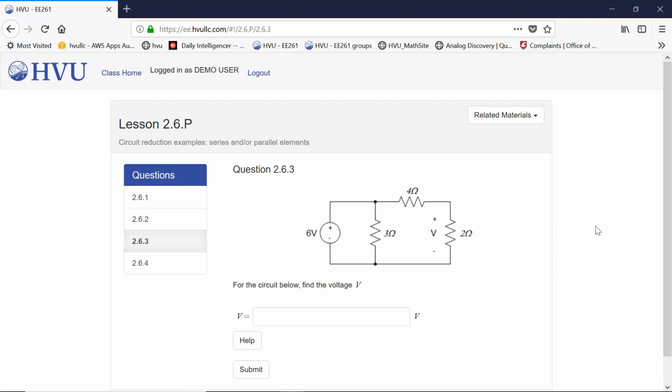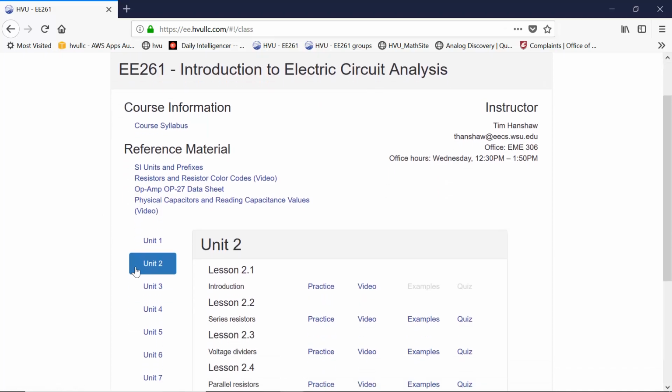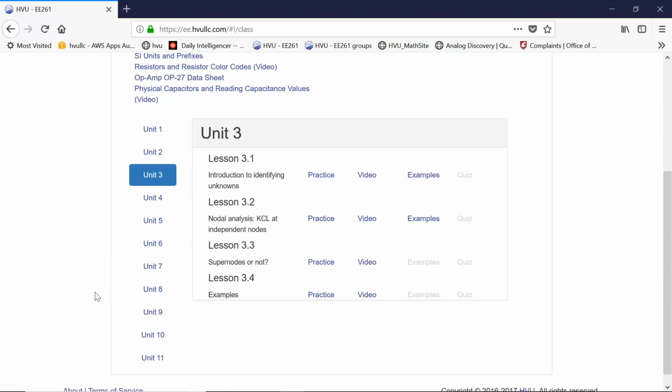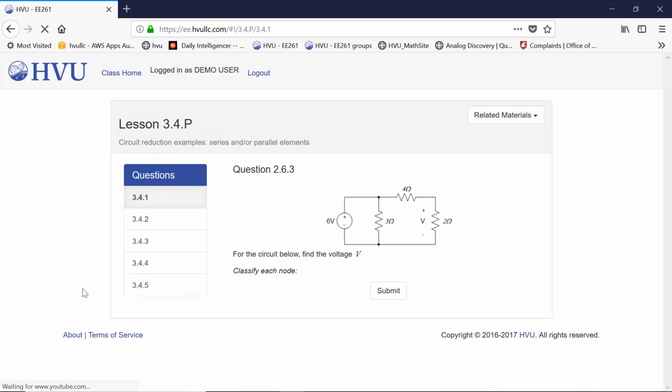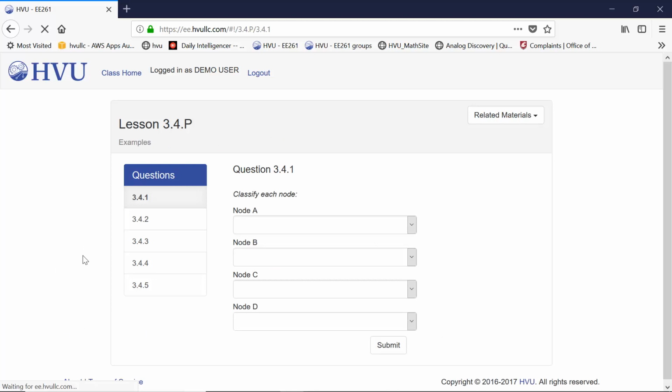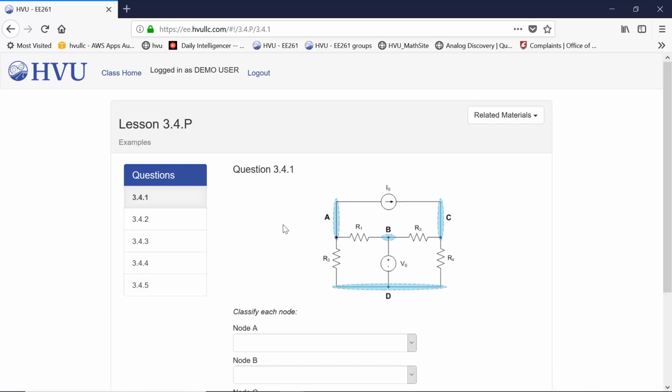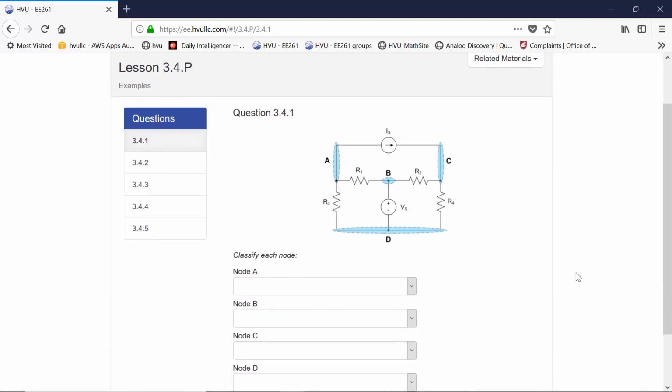I've shown that the help tool can support multiple solution approaches. However, sometimes the necessity of making a decision is built into the solution approach itself. Examples of this type of thing are nodal and mesh analysis. Nodal analysis is in Unit 3. If I go to some of the practice problems down here and look at 3.4.1, I'm given a circuit with nodes defined. In nodal analysis, you have to start by classifying each node. The equations you write and solve are then based on that classification.